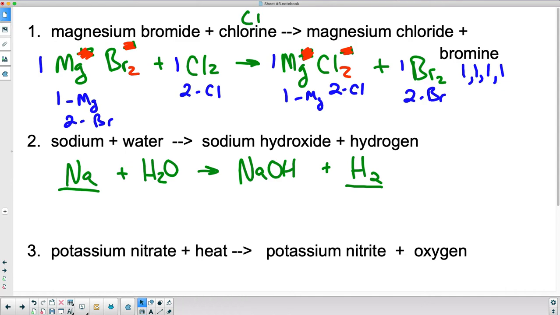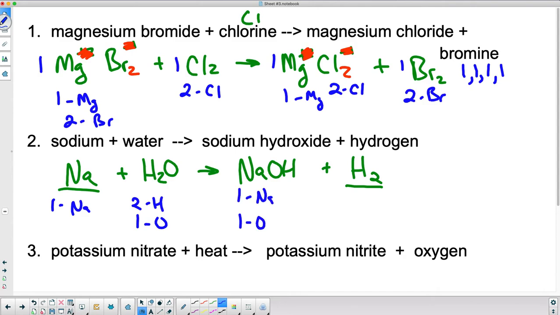Now let's go to balancing. So the balancing looks like this. I have 1 Na here, right? I have 2 hydrogens here, and I have 1 oxygen here. Okay, so when I go to the other side, I have 1 Na, I have 1 oxygen, and here I have a hydrogen, but then with these 2 here, I actually have 3 hydrogens total.